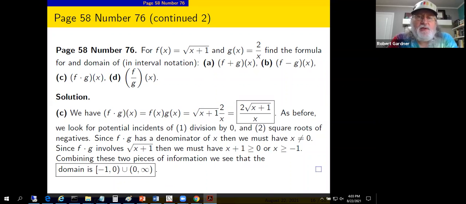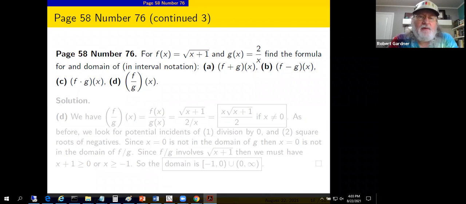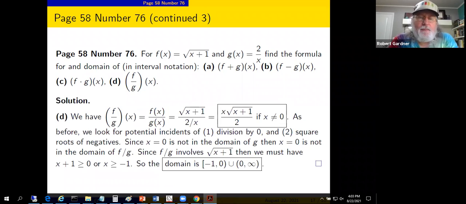Okay, let's look at the quotient. This is going to look a little weird, but we'll be very careful in the manipulations. F divided by g of x. That's f of x divided by g of x. That's the square root of x plus 1 divided by 2 over x. Okay. There's the quotient. I want to write it in a different form. Can x be 0? No, because you got divided by x right there. And we can't divide by 0.